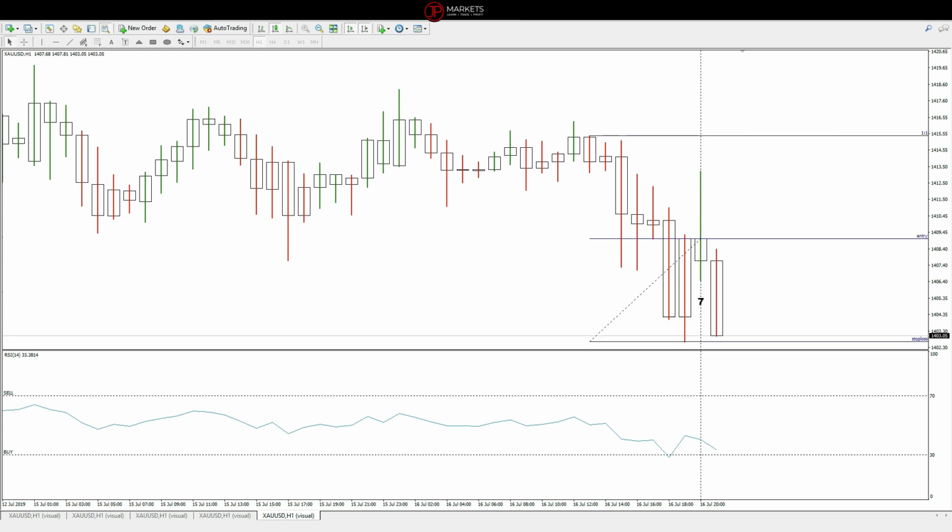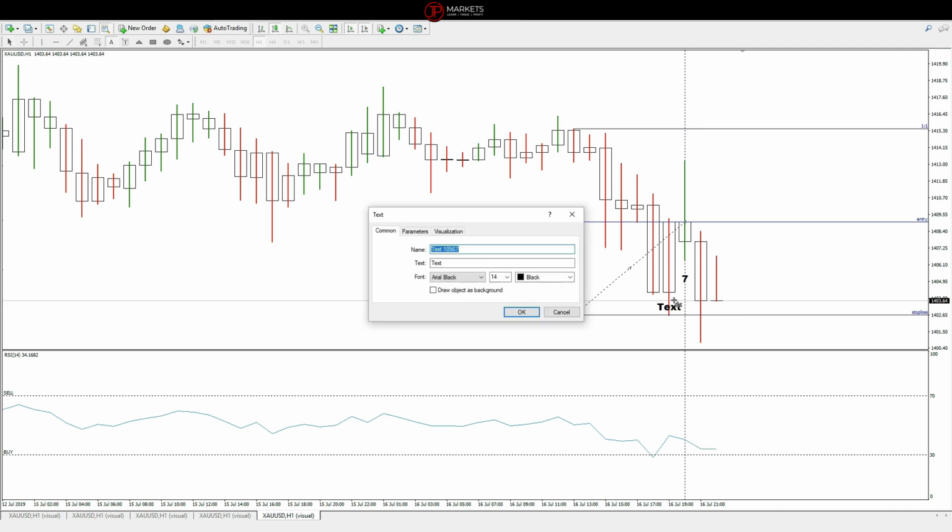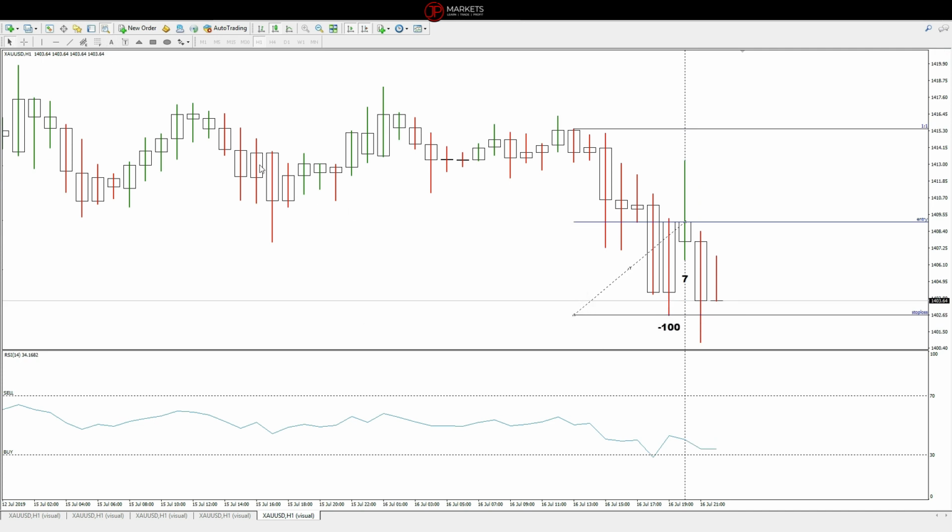So we're risking another $100 on... we just lost that. So we just lost $100 on trade number 7, but I want to try it again around the same area if they go back up.